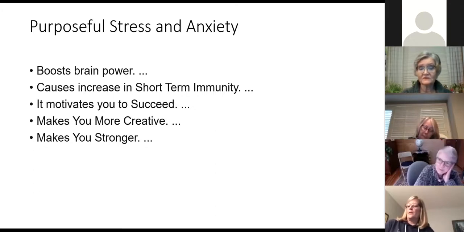It causes you to have short-term immunity. When you have stress, you're concerned about your well-being, right? You stop doing some of the things that harm it, but you have some immunity building. So stress actually motivates you to succeed, which you don't think about. But if you didn't have that anxiety, you probably wouldn't even take on some of the projects or tasks that you have, right?